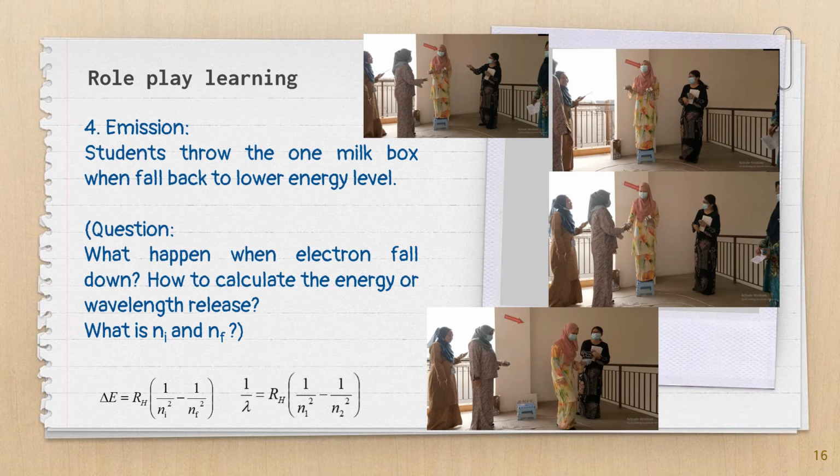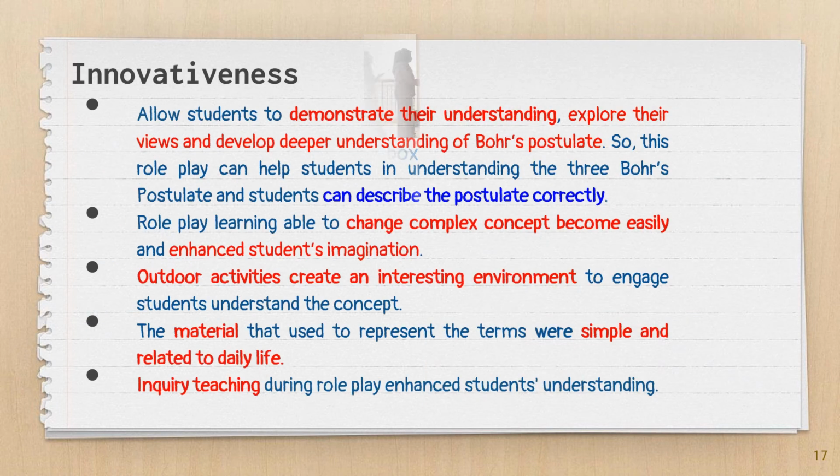An electron at a high energy level is unstable and falls to a lower energy level, releasing a specific amount of energy in terms of a photon. This is the emission process. So students throw away one milk packet when falling to a lower energy level. The teacher will ask what happens when the electron falls down and how to calculate the energy or wavelength released, and students need to identify the n initial and n final.